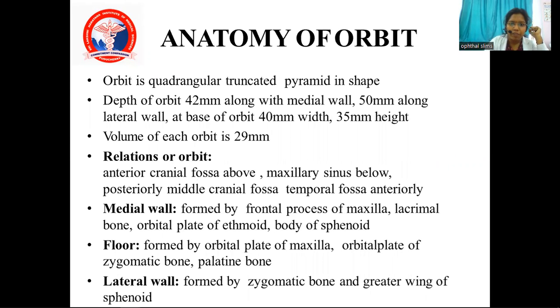The depth of the orbit varies from 42 mm along the medial wall to 50 mm along the lateral wall. At the base of the orbit, it is 40 mm in width and 25 mm in height. Volume of each orbit is 29 mm.